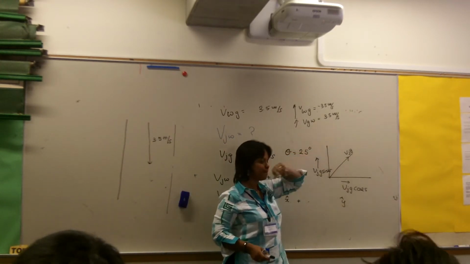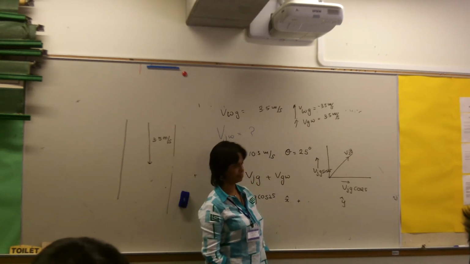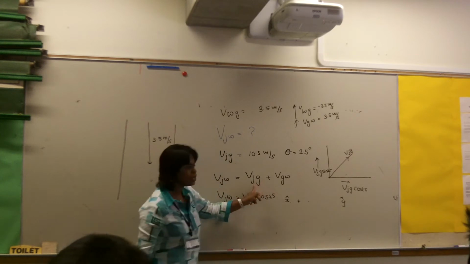Does this mean that if we did velocity from the water to the jet ski it would be negative 10? Yes. Okay. But here we are using JG.